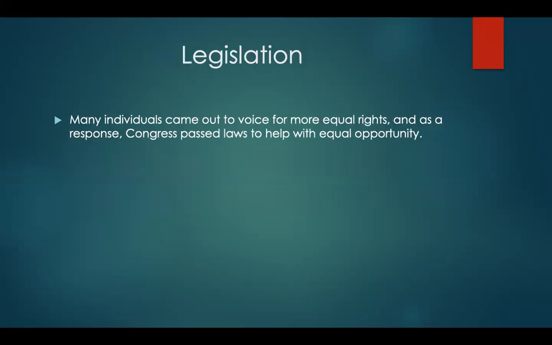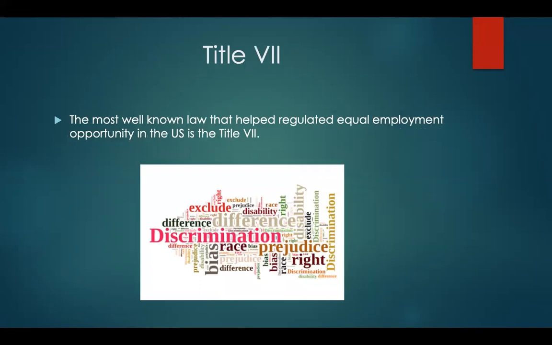The last federal law we will be discussing is legislation. Many individuals came out to voice for more equal rights, and as a response, Congress passed laws to help with equal opportunity. Title VII. There were more laws passed to help protect EEO in a broader aspect. One of the most well-known and important laws is Title VII of the Civil Rights Act. This law was established because of the civil rights movement in the 1960s and is enforced by the EEOC.